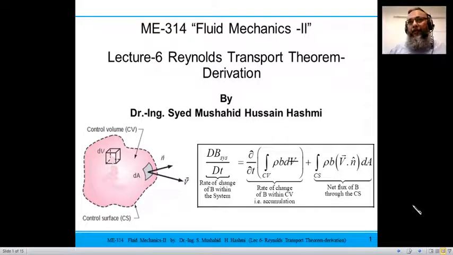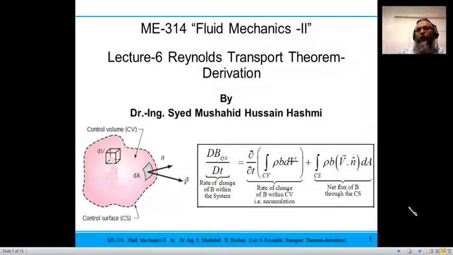Today we have lecture number 6. In this lecture, we will derive Reynolds transport theorem. Earlier, we have already done the continuity equation and momentum equation, and we used a differential element approach.